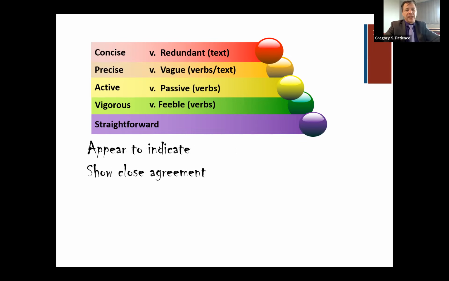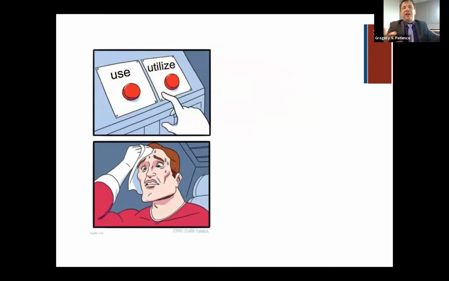Then we've got appear to indicate, show close agreement. So these again are words that, in fact, it's a dilexical verb, where you have 2 verbs. In fact, indicate is all you need. Appear is already showing some doubt, and indicate, again, is showing doubt. So here we have redundancy, and it's lexical. Show close agreement, again, agrees would be fine. And then the straight versus the convoluted: if you have a sentence over 30 words, it's probably convoluted.